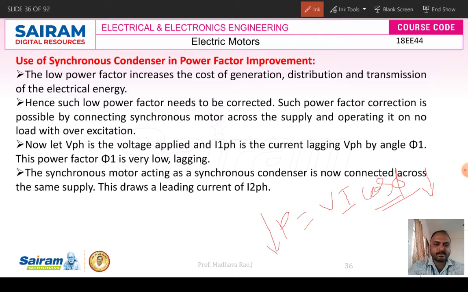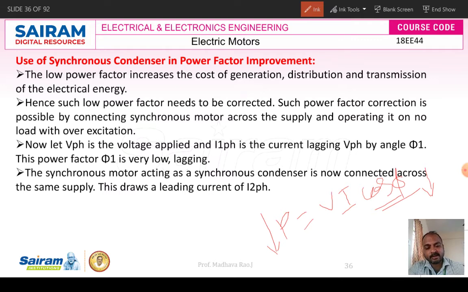Such power factor correction is possible by connecting the synchronous motor across the supply and operating it on no load with over excitation. Here let V phase be the phase voltage or applied voltage to the synchronous motor, and I phase the current lagging V phase. The angle is phi 1, the power factor will be lagging in nature, and the power factor will be decreased.